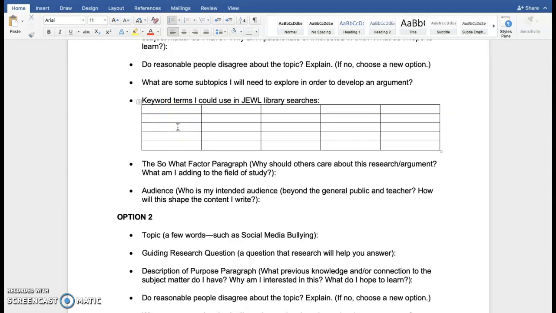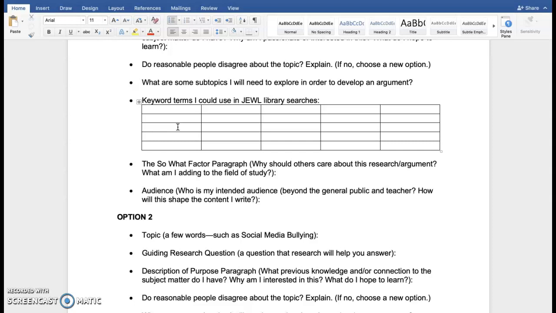So this means all the key terms you can think of that you would need to search in, for example, Joule, which is the library search engine. What would you need to type in? So let's say I am looking at, let's think about maybe student loans in higher education. So some of the terms already I might want to play with is student loan, university, college, higher education, student budgeting, student loans, student debt, just riffing a few things.